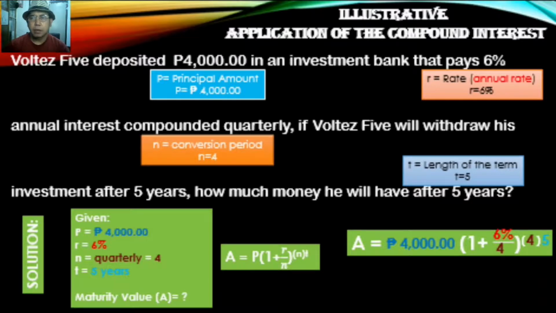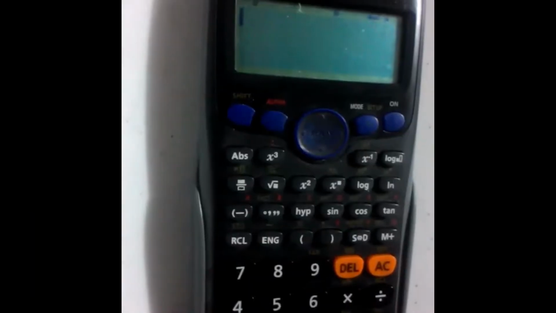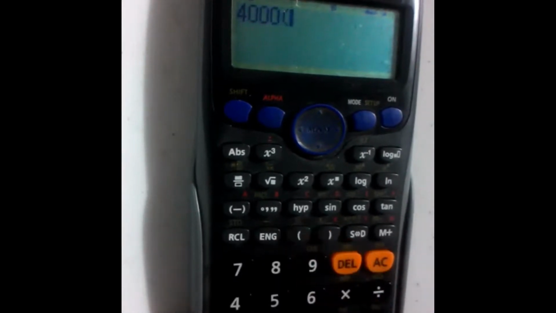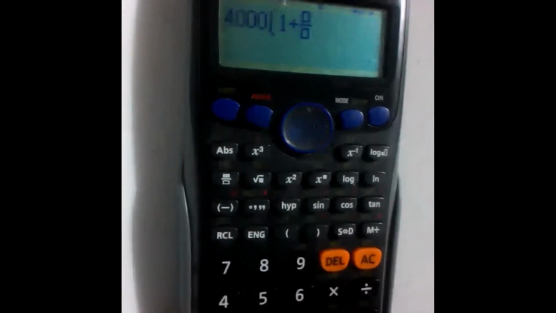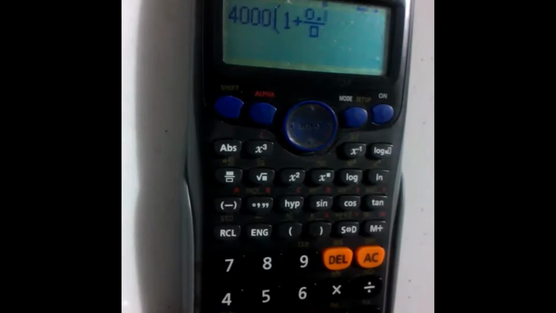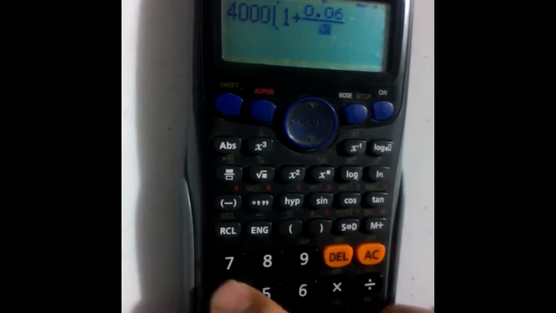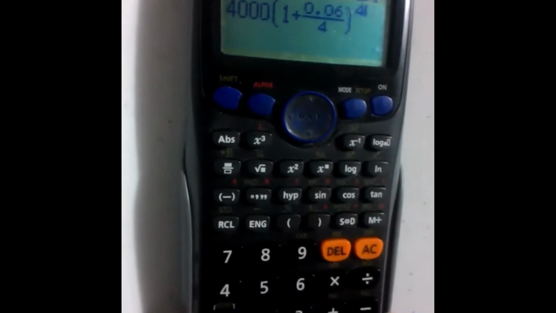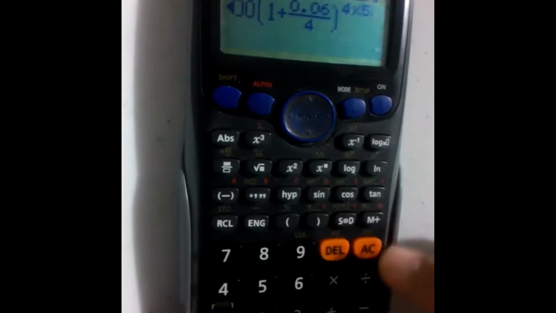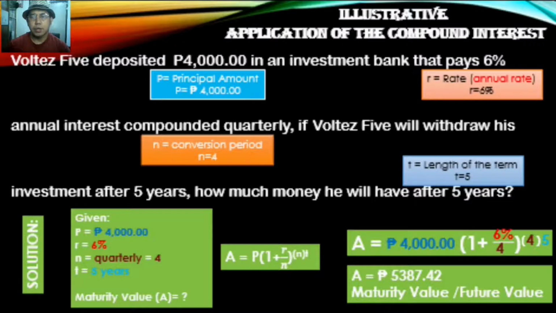Having said that, continue solving. So 4,000 times the quantity 1 plus the quotient of 6%, which is 0.06 over 4, which is the mode of conversion, close parenthesis, raised to the product of 4 multiplied by 5. After that, equal sign. That would be the final answer, 5,387.42 pesos. So that is the value of the investment after 5 years.